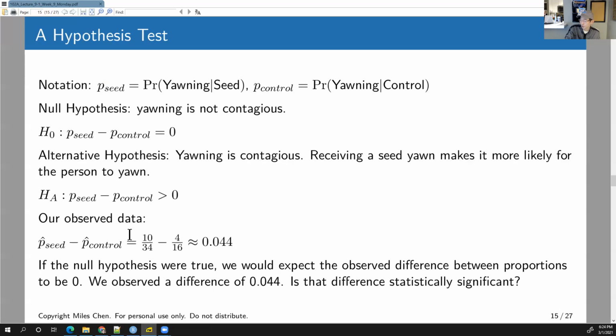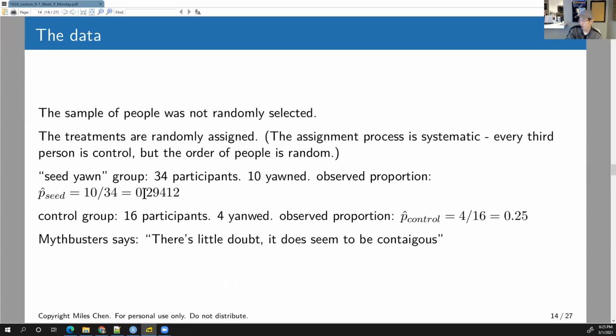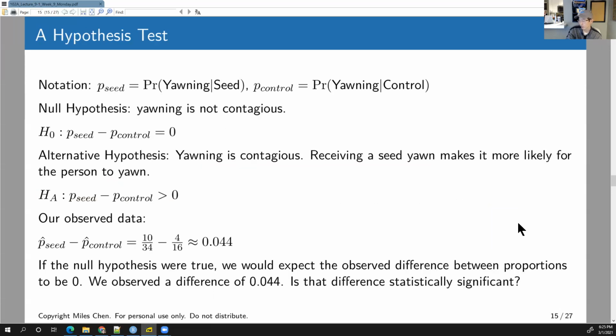And so when we observed our data, we got 10 out of 34 for the seed group. Okay, that's the 0.294 proportion. And then we had 4 out of the 16, or 25%. And so, 0.294 minus 0.25, we get a difference of 0.044. And if the null hypothesis were true, we would expect our sample proportions to be equal. We would expect a difference of 0. We got a difference of around 4 percentage points, 0.044. And we want to know if that was statistically significant or not.